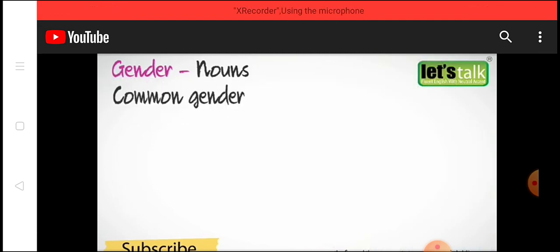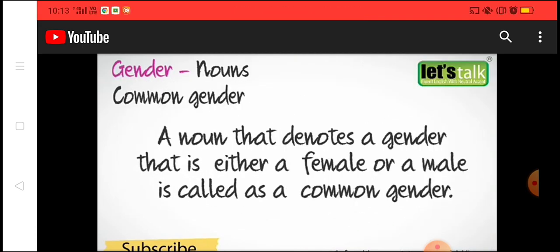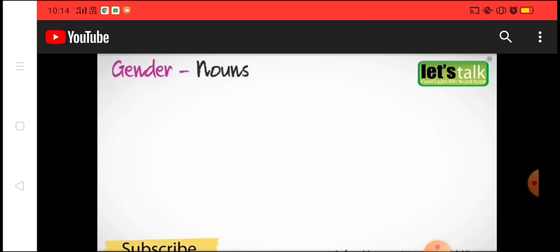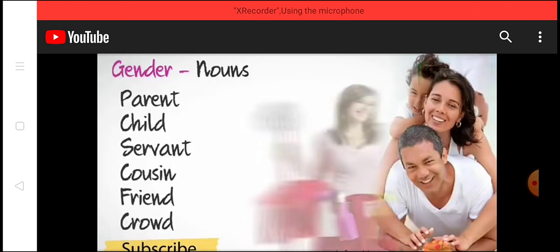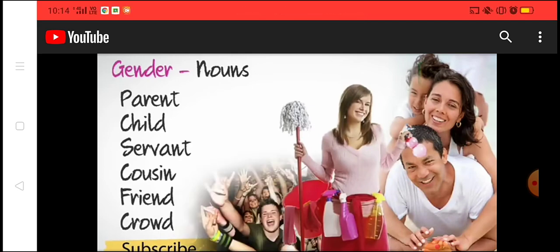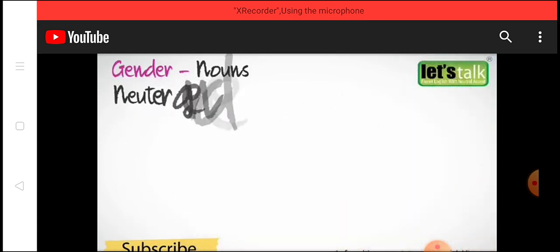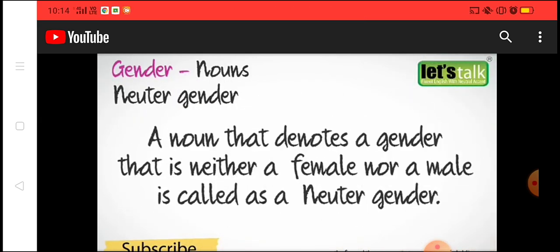The third is common gender. A noun that denotes a gender that is either a female or a male is called common gender. So this neither falls in male nor falls in female. It is common: parent, child, servant, cousin, friend, crowd. All these terms show humans, but it is common.